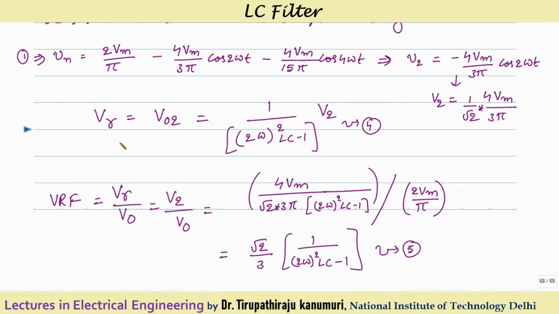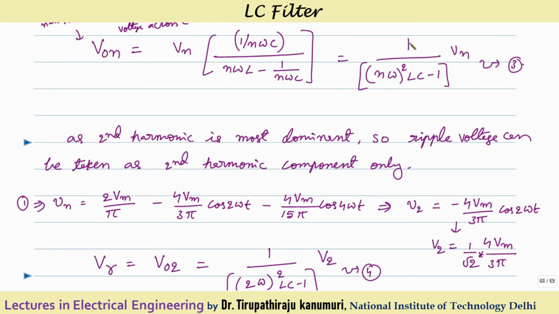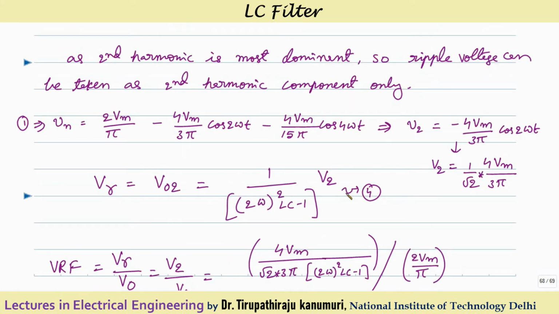So we can tell that the ripple voltage, V02, will be equal to V2 multiplied by the value of the impedance. The impedance calculation we have seen. So Vn divided by n omega square LC minus 1, we have to take the value of V2. And from this equation we can calculate the RMS value of the second harmonic component. This is the maximum value divided by root 2. I have divided by root 2.